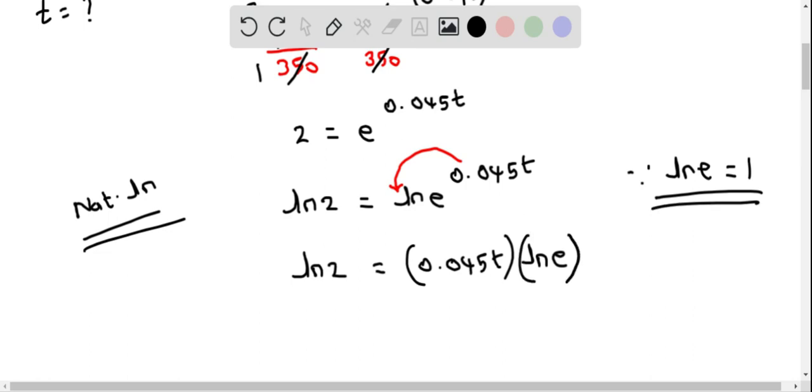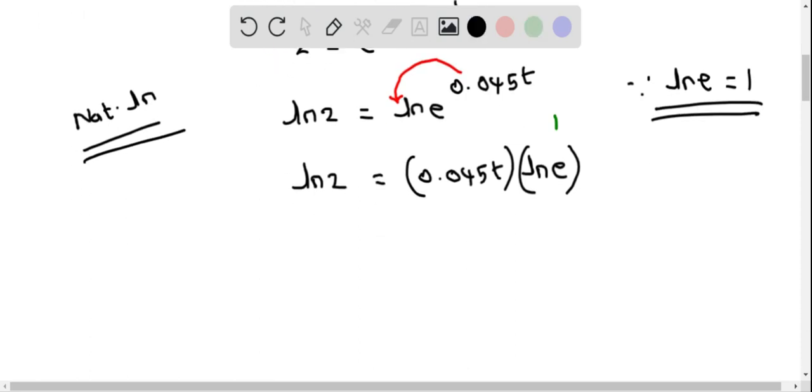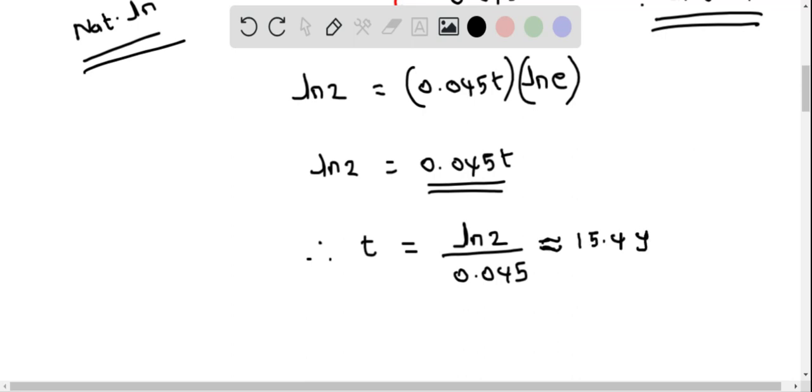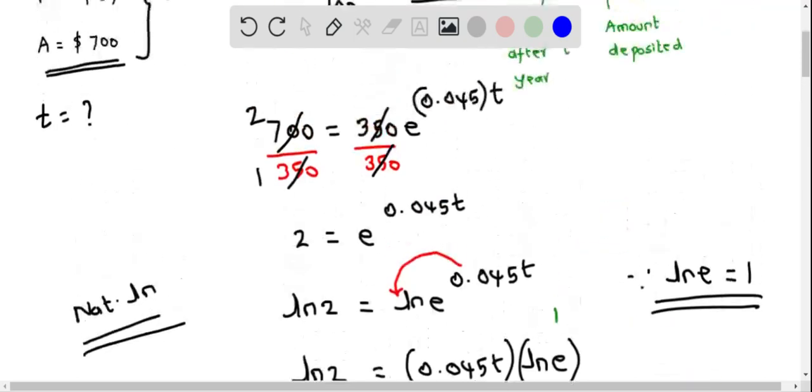So replacing natural logarithm of e by 1, the right side expression becomes 0.045t times 1, which is 0.045t. So we can solve for t. We have to divide by 0.045. So after solving for t, this equals natural logarithm of 2 divided by 0.045. We plug this into the calculator, and we get approximately 15.4, and we put the unit of time, that is years. So it takes about 15.4 years for the amount to grow to $700.